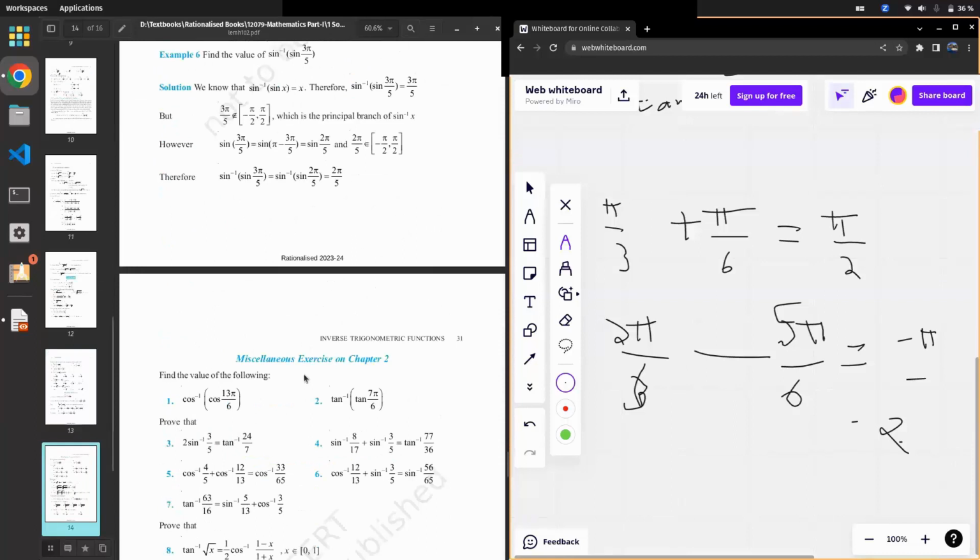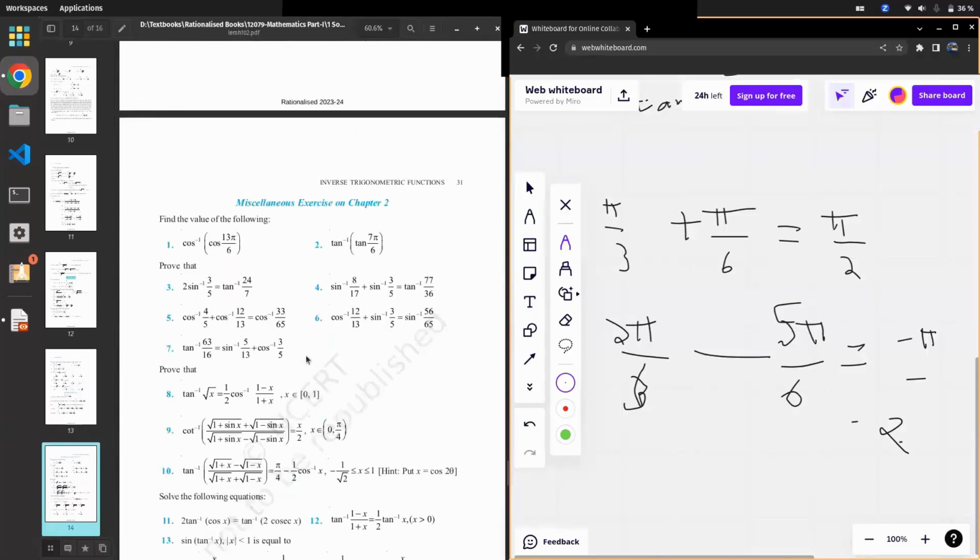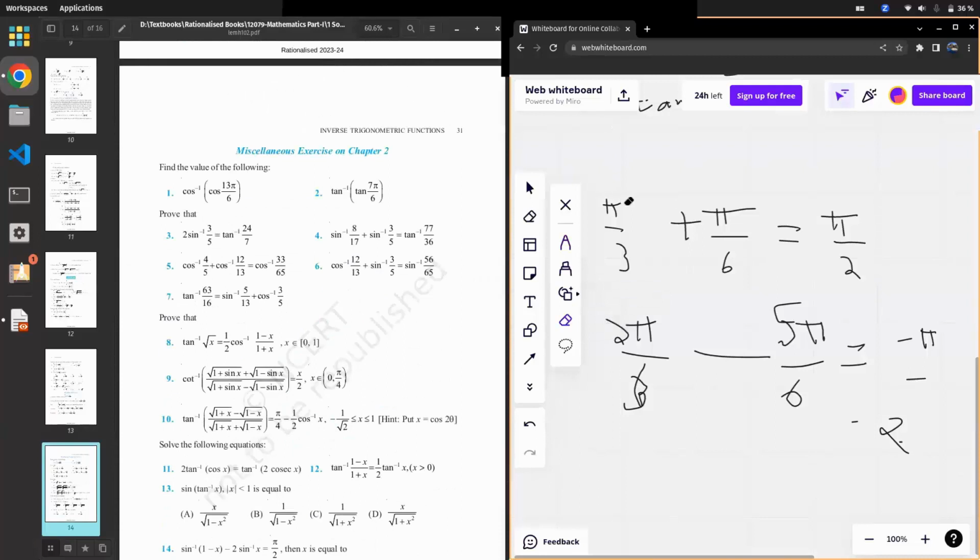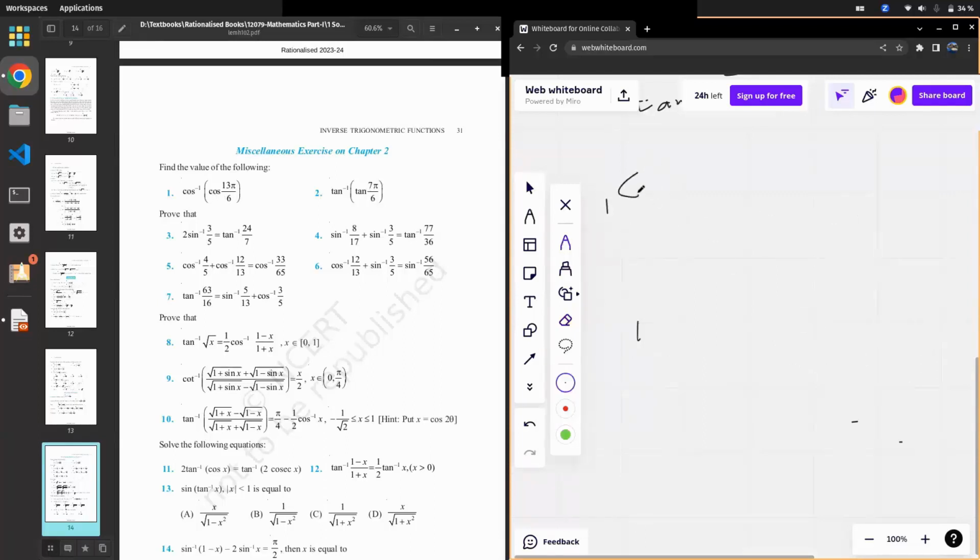We move to the miscellaneous exercise on chapter 2. Okay, the first question. We have to find the value of cos inverse of cos 13 pi by 6. So we know that cos theta is equal to cos of 2 pi plus theta. So by using this fact, we can say cos 13 pi by 6 is equal to cos pi by 6. So we know that cos inverse of cos pi by 6 is equal to pi by 6. So the answer of the first question is pi by 6.